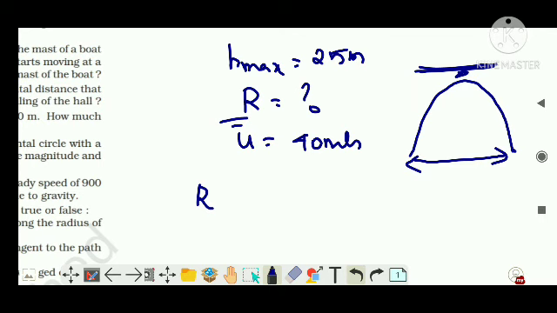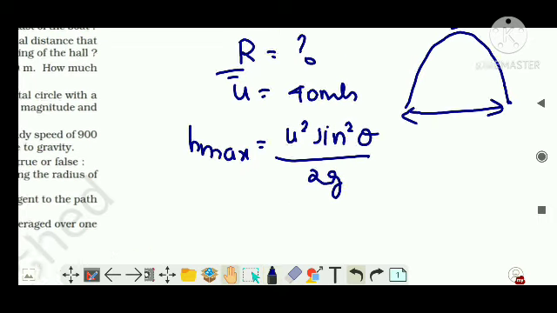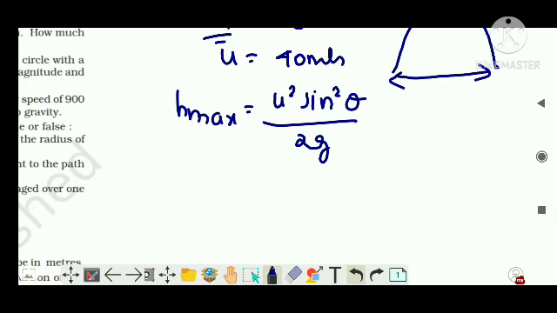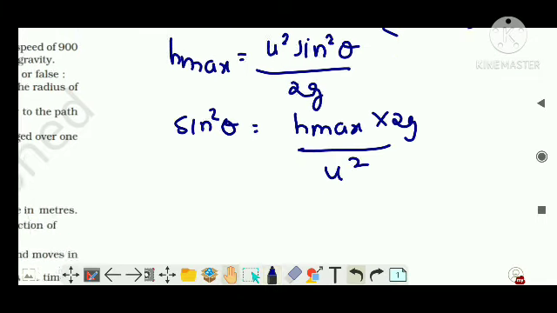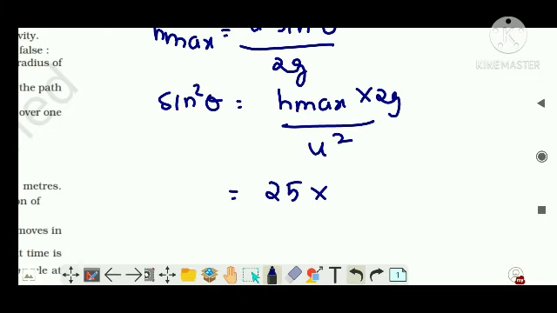So what is the range equation? Before that, we can use the maximum height formula, right? Because you don't know at which angle it is projected, so I have to use that one. h max is equal to u squared sine squared theta by 2g, right? Now what is the maximum height given? It is given as 25 meters, right? So from this equation I can write sine squared theta is equal to h max into 2g divided by u squared, right? So h max is 25 meters, 2 into 10, and what is velocity squared? 40 into 40, right? Clear?